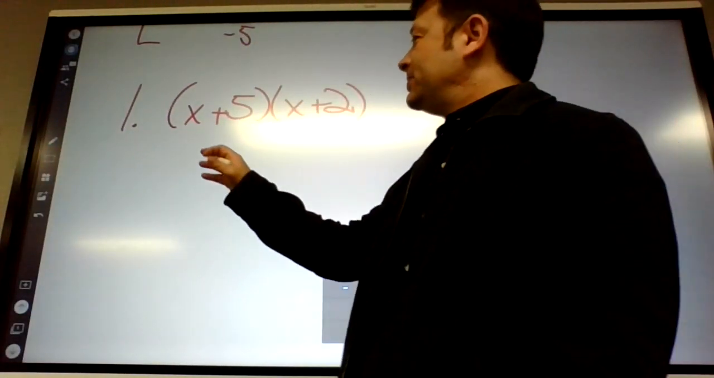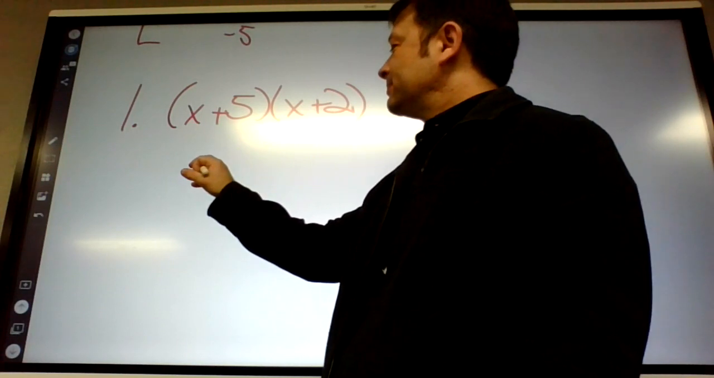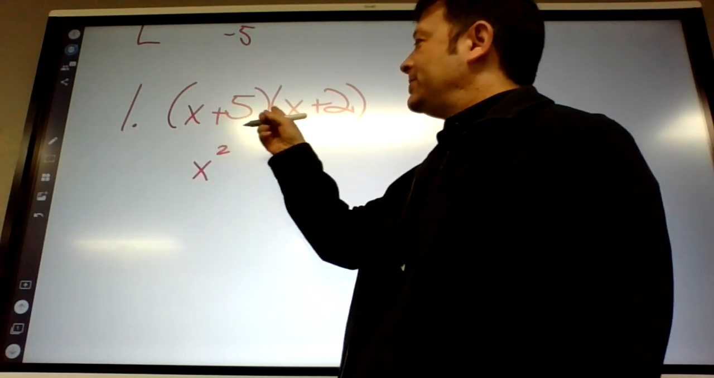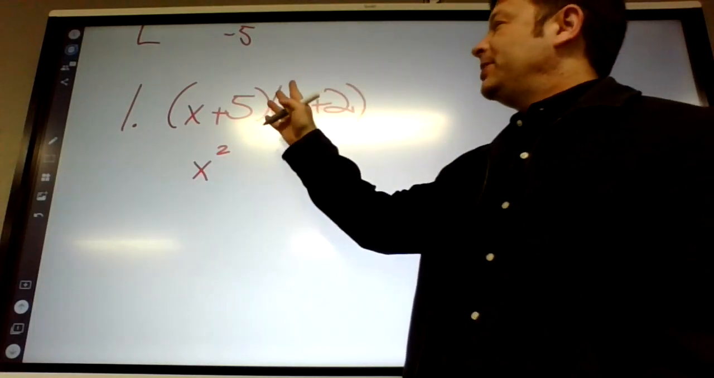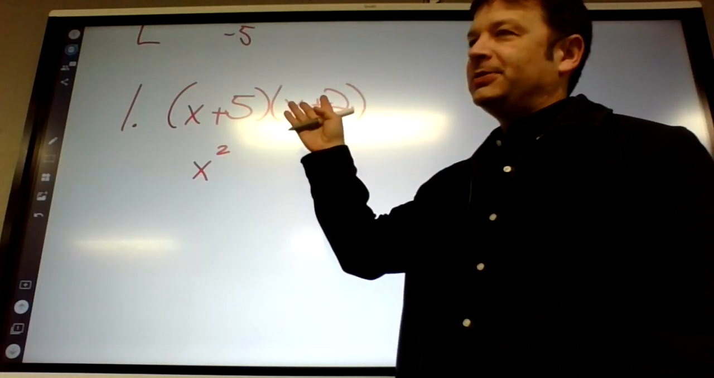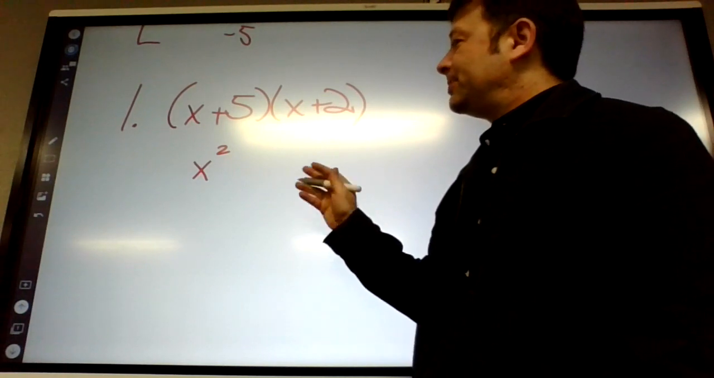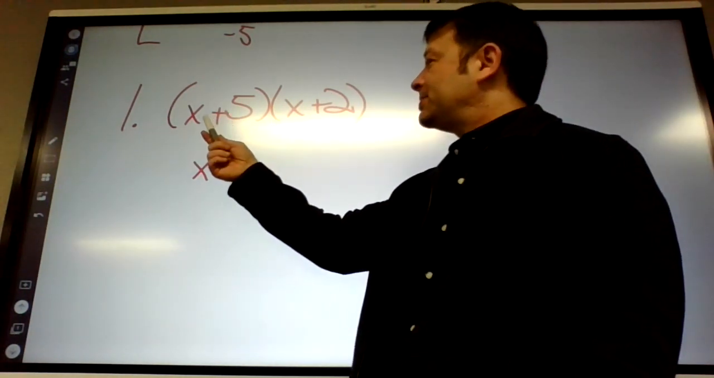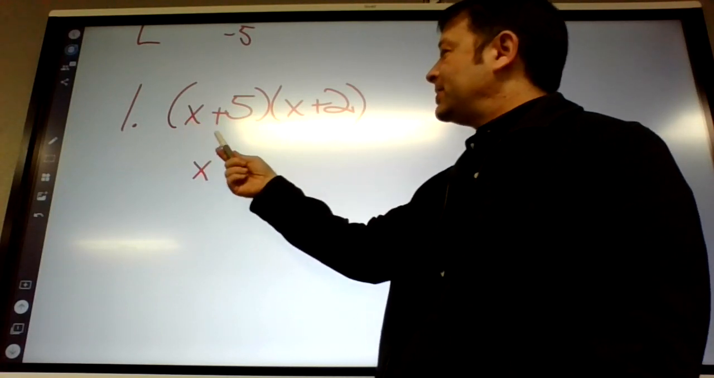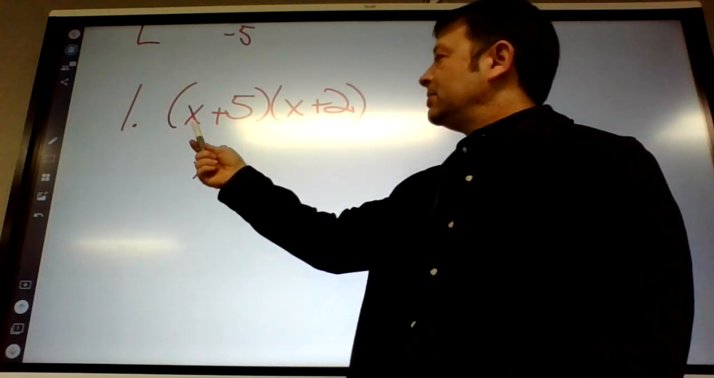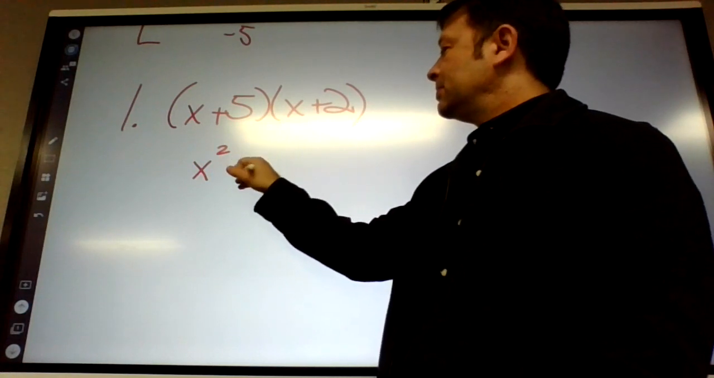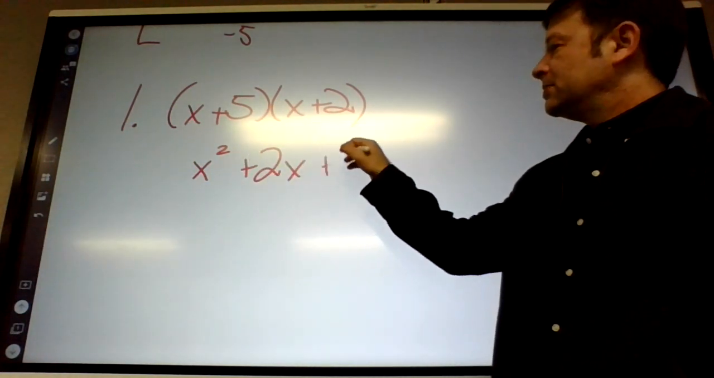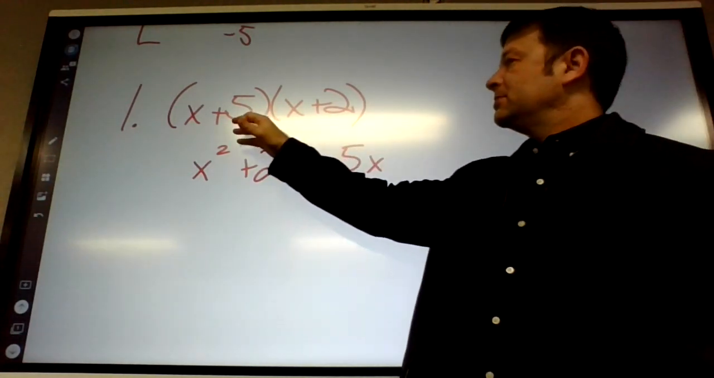Yeah. So what would the first be? We would multiply x times x, which would just be x squared. Yeah, by the way, you guys don't have to write the problem down because sometimes it's necessary like on equations, but in this case it'd be busy work. Okay, outside, what's the outside going to be? It's going to be 2x. Right. And then inside? Plus 5x. And last? Plus 10.